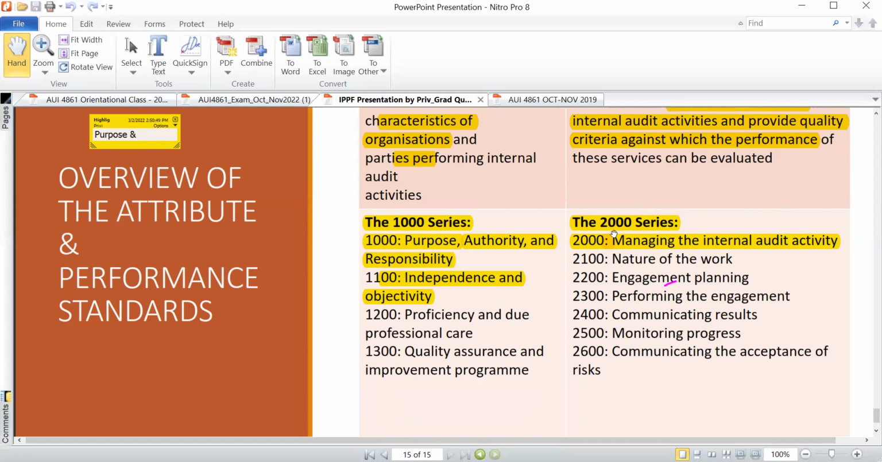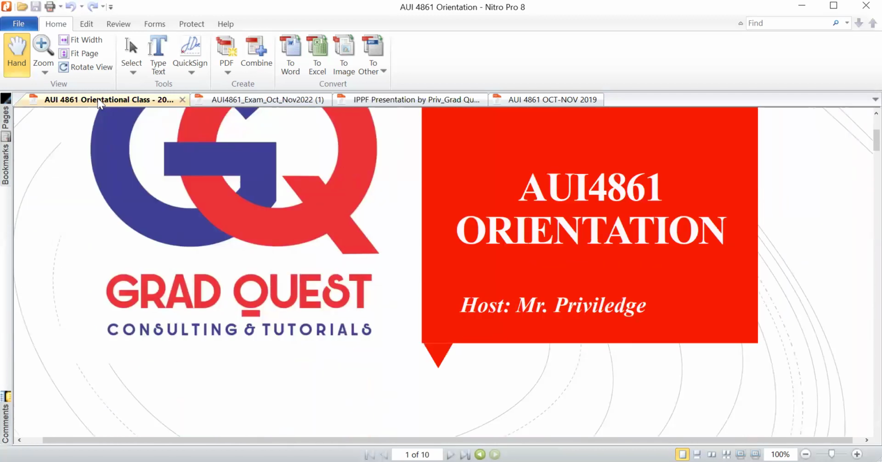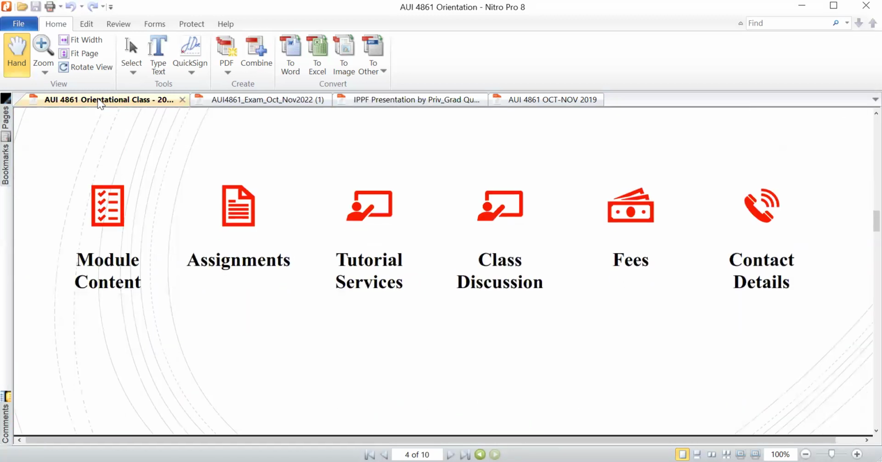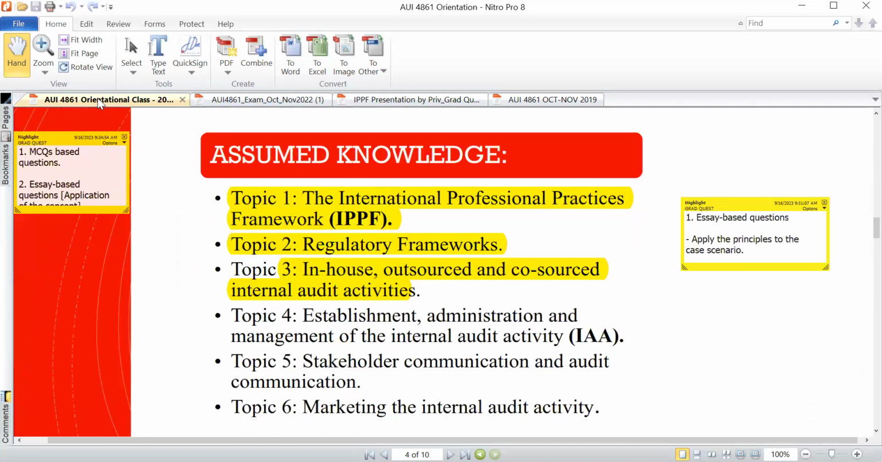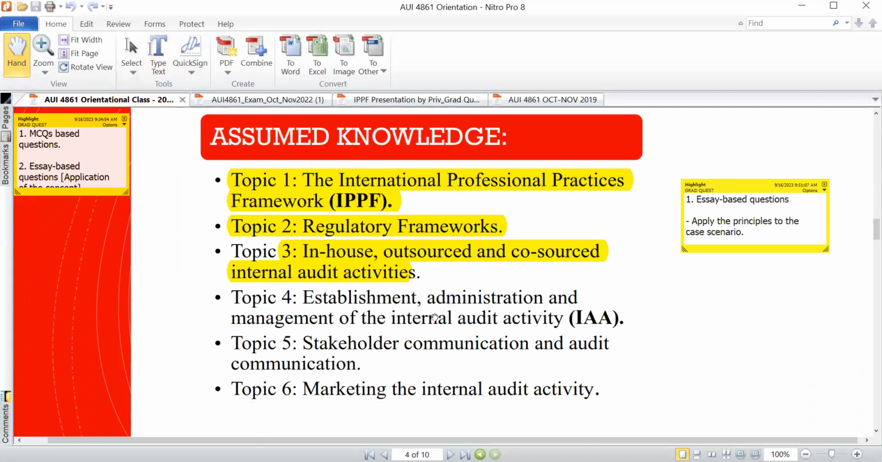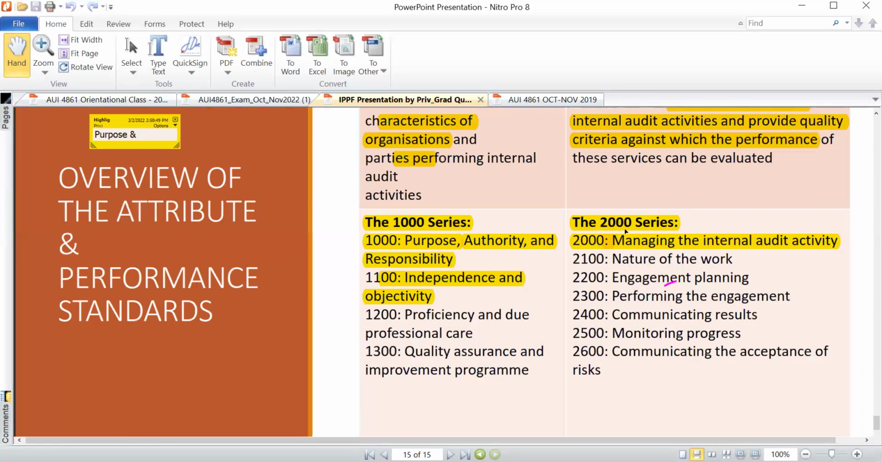So with the 2000 series, we have standard 2000 that deals with managing the internal audit activity. Now, this one needs to be a topic on its own, precisely, just to take you through the outline of the topics in the module. It will be part of topic number 4, establishing administration and management of the internal audit activity. So we would refer a lot to standard 2000, right, which is managing the internal audit activity, but we would read that together with the implementation standards as well. So it gives us more information about what the role and the responsibility of the chief audit executive is with respect to establishing administration of the internal audit function in an organization.